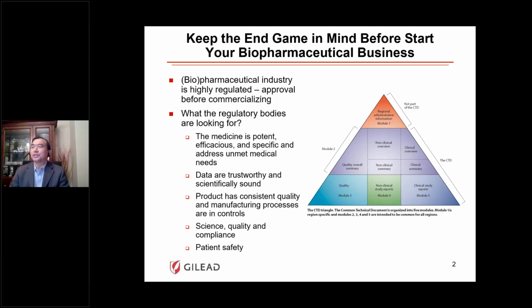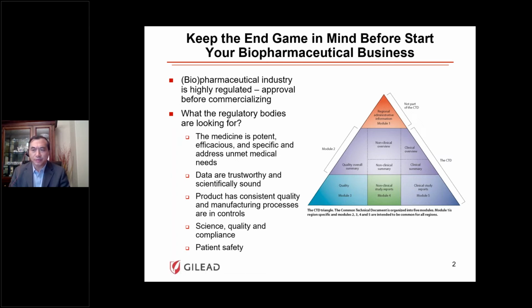On the right-hand side of my screen, you can see there's a triangle to show what is composed in your submissions. We call it a common technical document. Basically, with all the boxes there, there are three different types of data. First, your non-clinical study reports, including many things our first speaker mentioned. It's your pharmacokinetics, pharmacodynamics, toxicology information, and so on. That's all the data you collected during your preclinical study.